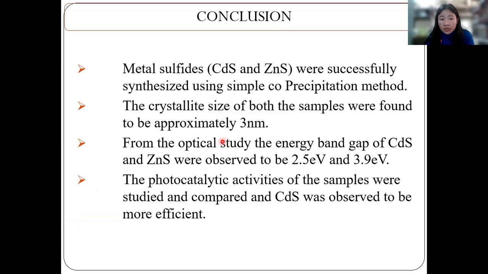In this work, metal sulfides, that is cadmium sulfide and zinc sulfide, were successfully synthesized using the simple co-precipitation method, and their structural and optical properties were also investigated using XRD and UV. The crystallite size of the samples was observed to be 3 nanometer, and their energy band gaps were calculated to be 2.5 and 3.9 electron volt, and the metal sulfide, that is cadmium sulfide, having the low band gap energy, was observed to be the more efficient photocatalyst, which degrades the organic malachite green dye up to 95% under 2 hours of visible light irradiation.